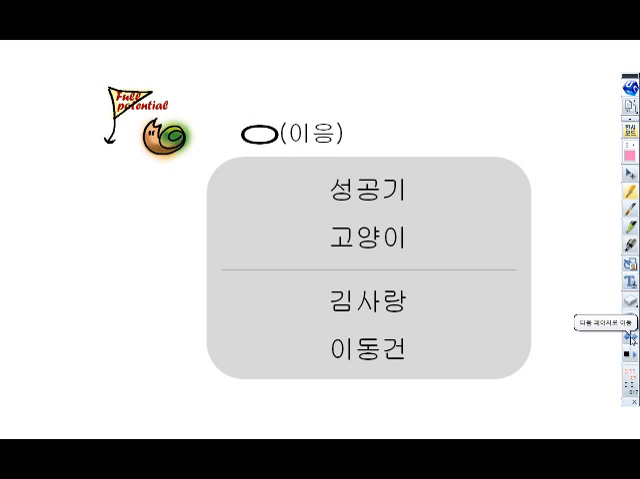This is 이응. The sounds are 성, 공, 기, 고, 양, 이, 김, 사, 랑, 이, 동, 건. Okay, I'll read them faster. 성공기, 고양이, 김사랑, 이동건.